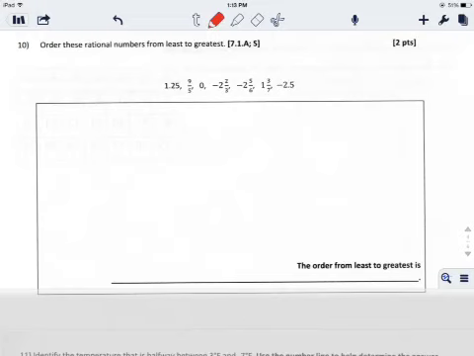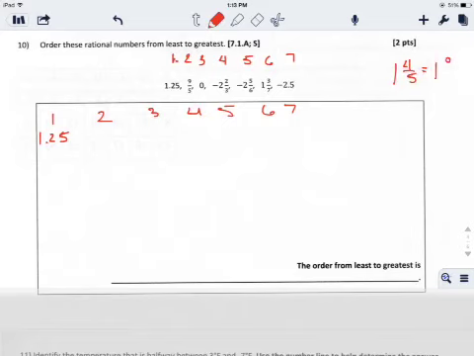So I'm just going to label these as the numbers 1, 2, 3, 4, 5, 6, 7. And down here I'm going to do the same thing: 1, 2, 3, 4, 5, 6, and 7. I'm going to rewrite them all as decimals. So that's 1.25, obviously. 9/5 is going to take a little bit of work here. That would be 1 and 4/5, right? 1 and 4/5, and that equals 1 and 8/10.